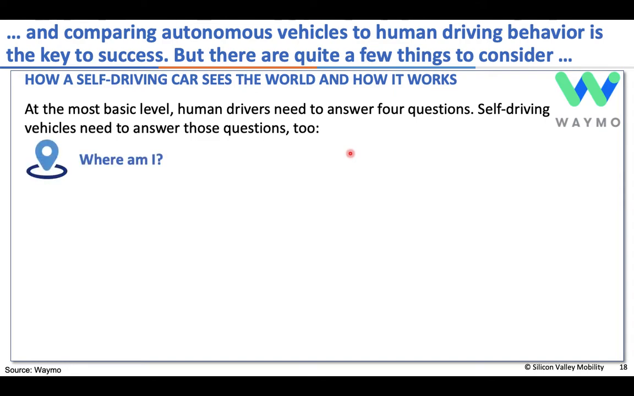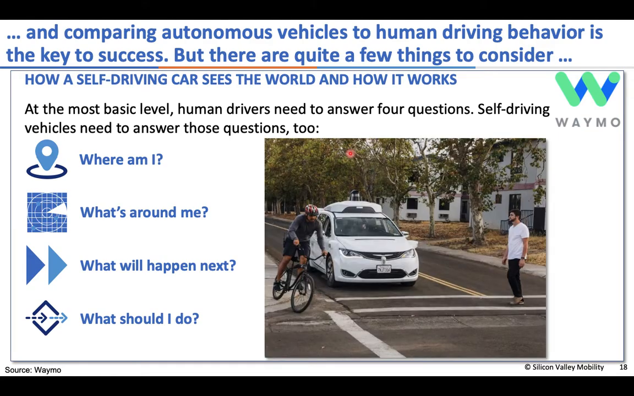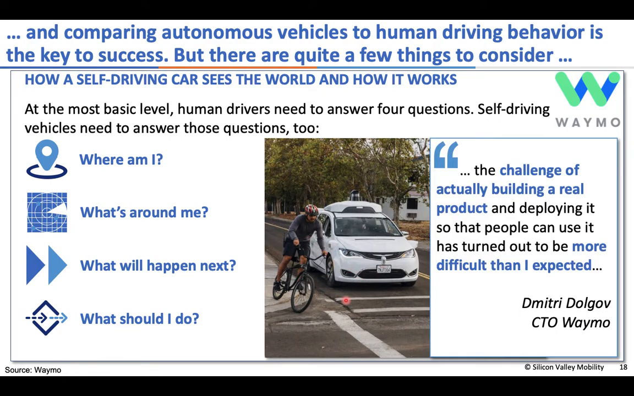So when they say, okay, I need to understand where I am, what's around me, what will happen next, and what should I do? And then they say, well, we can figure that out. What this pedestrian is going to do, what the cyclist is going to do. But still, the challenge of actually building a real product is actually more difficult than expected. And that's the former CTO. Actually, he's become co-CEO of Waymo now. Dmitry Dolgov has a great background. I had the pleasure to meet him. Well, it's been more than 10 years ago now. But he really knows his stuff.